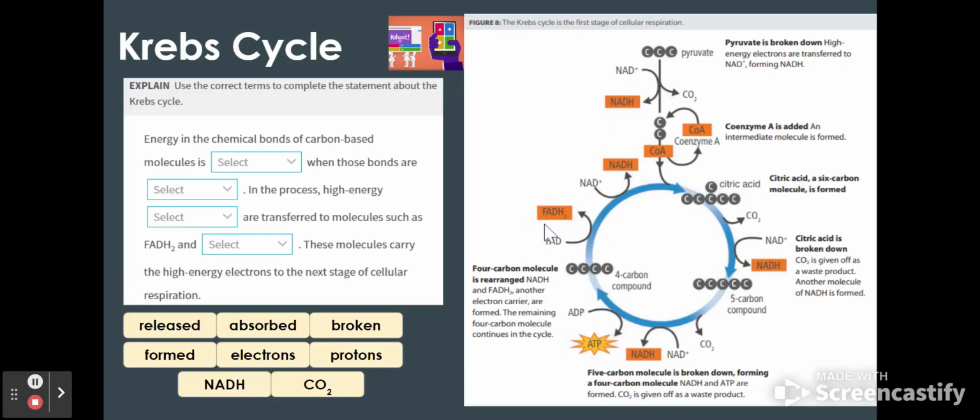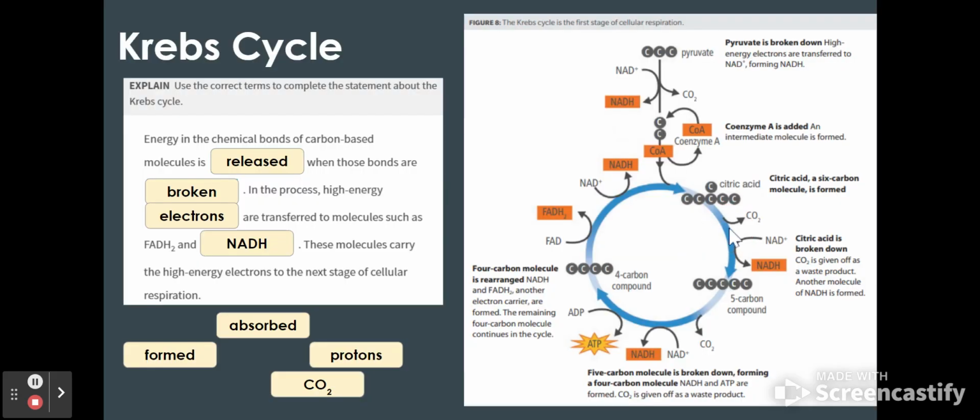Okay, so Krebs cycle, right? Energy in the chemical bonds of carbon-based molecules is what? When those bonds are blank. In the process, high energy blank are transferred to molecules such as FADH2 and blank. Okay, so if we go here, we have the energy in the chemical bonds of carbon-based molecules is released when those bonds are broken. In the process, high-energy electrons are transferred to molecules such as FADH2 and NADH.